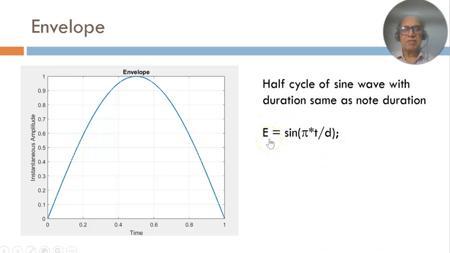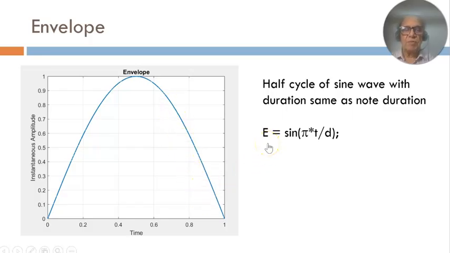So you have a simple equation, E equal to sine of pi t by d. t is the vector, remember, it will have values like t equal to 0, Ts, etc. And when t is equal to d, this parameter within the brackets is the angle that reaches pi radians. So therefore when t is equal to d, duration in this case is 1 second, it completes 1 half cycle. So this is the envelope.